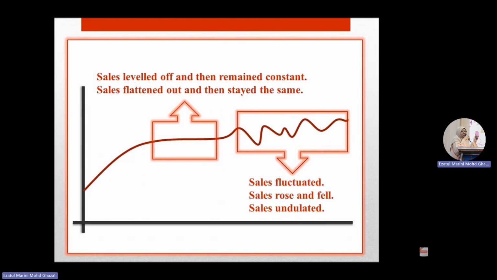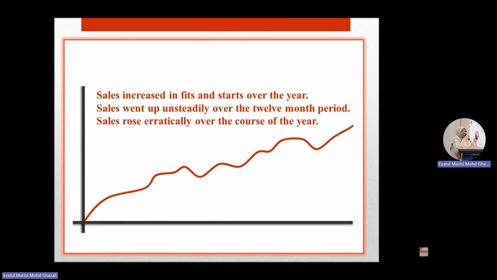Sales fluctuated. Sales rose and fell. Sales undulated. Sales increased in fits and starts over the year. Sales went up unsteadily over the 12-month period. Sales rose erratically over the course of the year.